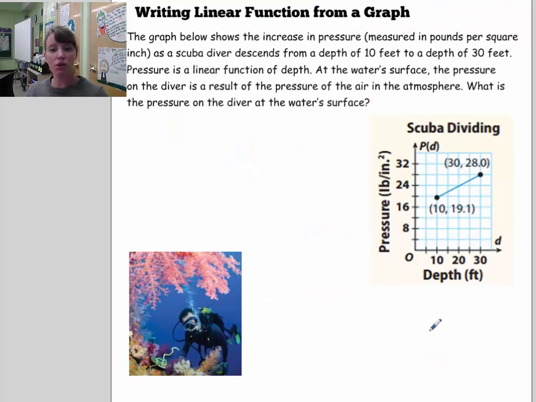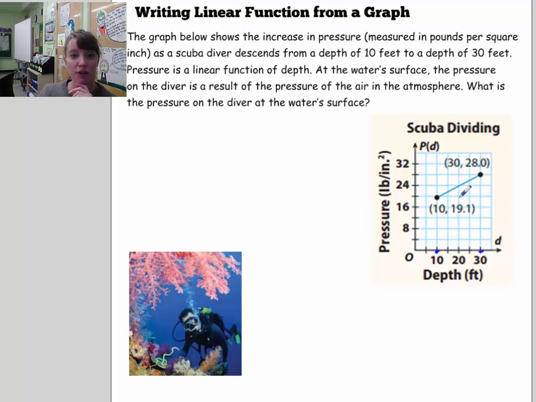Okay, so this is a situation where you're given a graph and you have to find the equation given the graph. This is the word problem where the graph below shows the increase in pressure. The pressure is labeled along the y-axis, measured in pounds per square inch, as a scuba diver descends from a depth of 10 feet to a depth of 30 feet. So as the depth increases, the pressure is also increasing, right? It's a positive slope here.